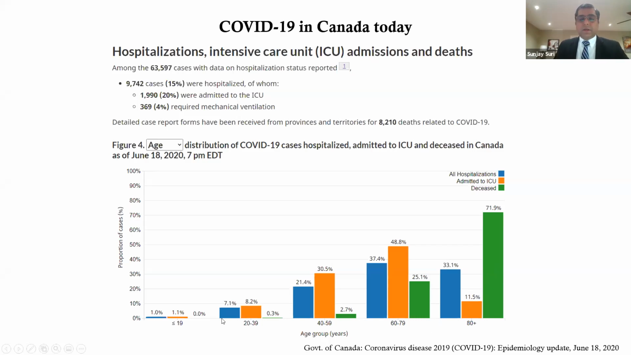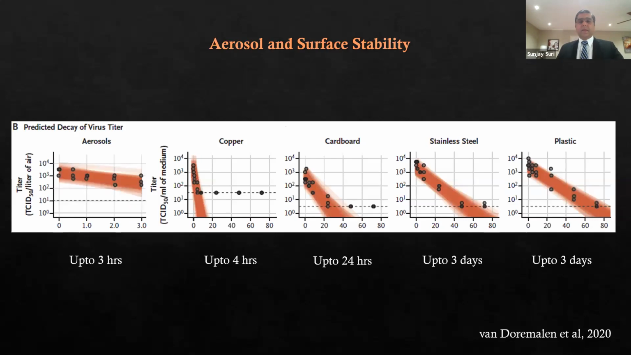But the virus can cause disease in pretty much all age groups, but some people that are more at risk will suffer greater consequences of it. And it is our responsibility to protect those individuals as we go along.